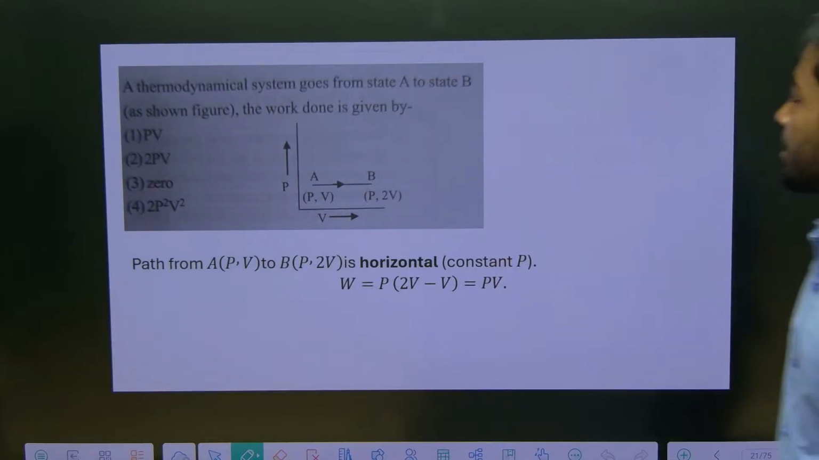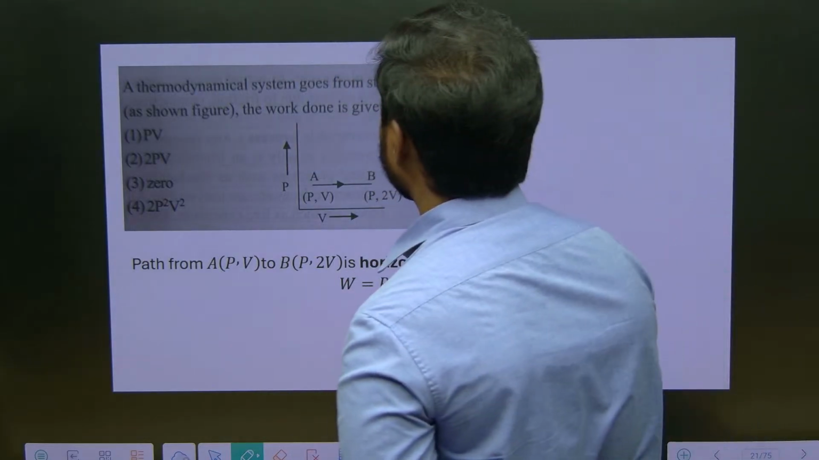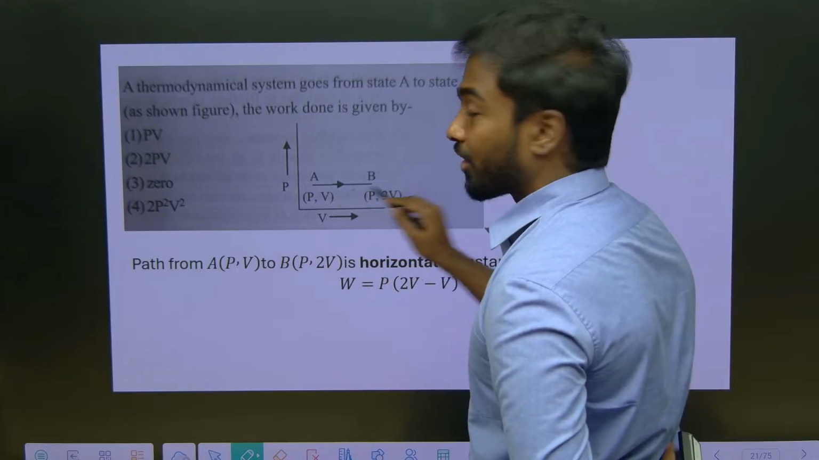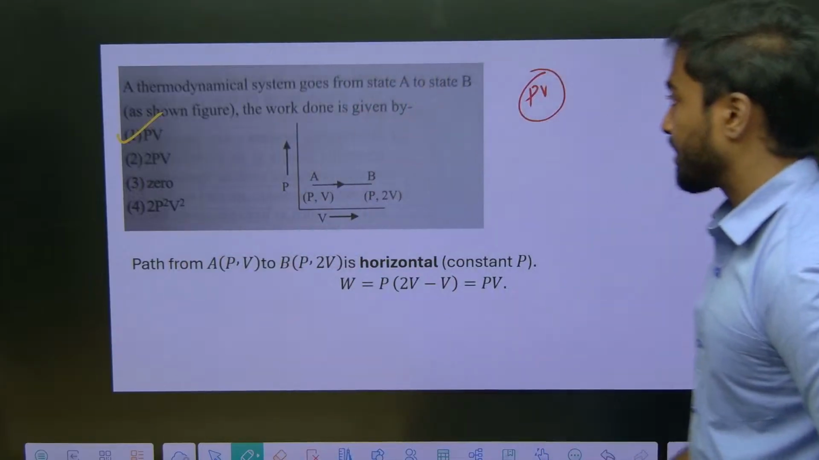Next question. A thermodynamical system goes from state A to B, shown in the given figure. What is the work done? Pressure is constant, so P. Volume is changing, 2V minus V. So the answer is PV. So option 1 is the correct answer for this question.